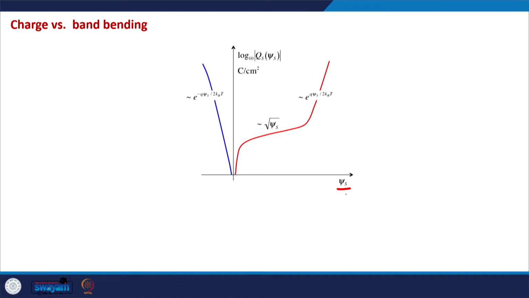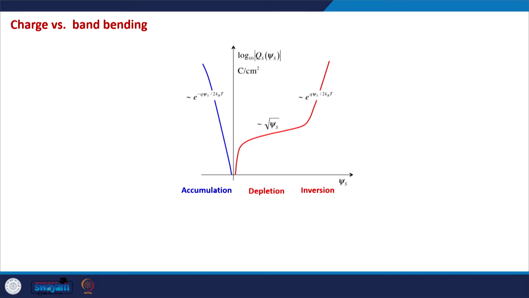psi s. So now we have seen the dependence between Qs and psi s, but actually the free variable in our hands is Vg. Vg means the gate voltage, that is what we can change externally. So we would also like to see a relationship between Vg and psi s, because that way we will properly understand the relationship between Qs and Vg. That will be our next discussion, and from there this idea of threshold voltage will come about.